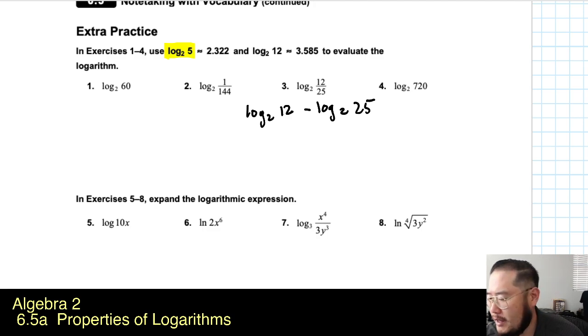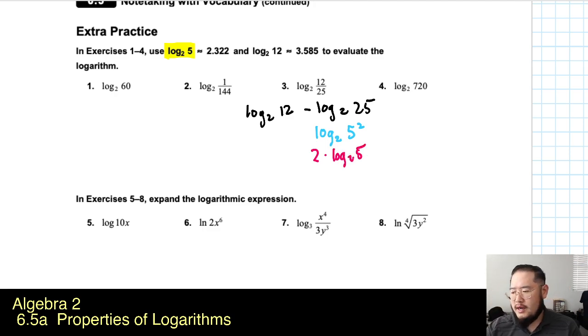But this log base 2 of 25, well, maybe I could substitute that into log base 2 of 5 somehow. And if we can go ahead and change this to, instead of 25, change that to 5 squared. So we have log base 2 of 5 squared. We use now our power property, so let's go ahead and bring the 2 out in front. And so it's going to be 2 times log base 2 of 5.